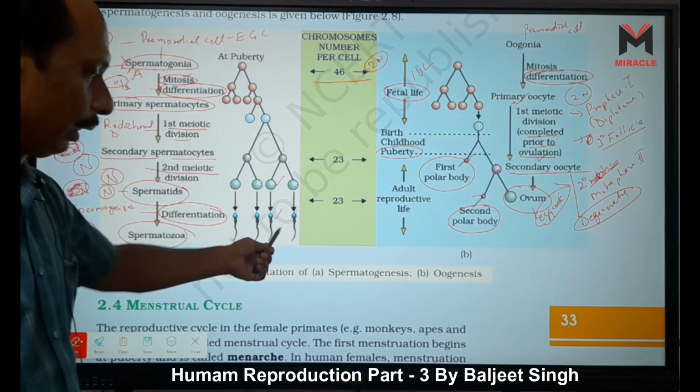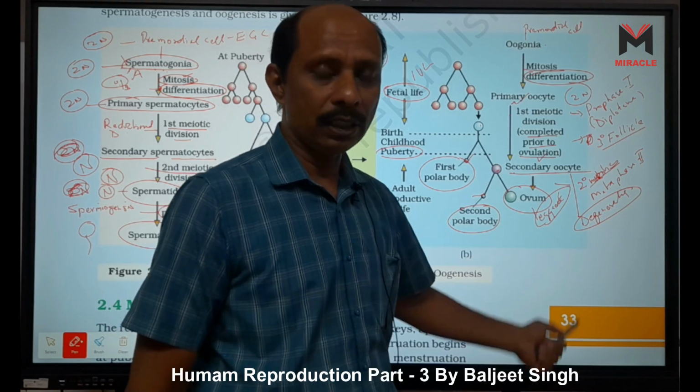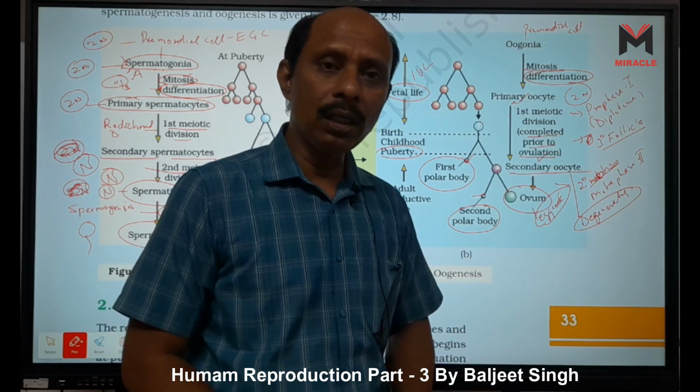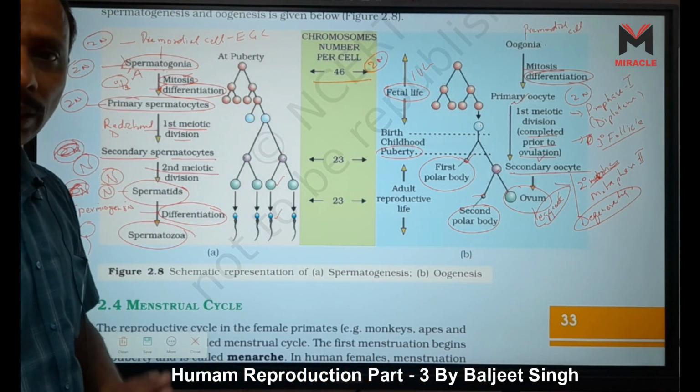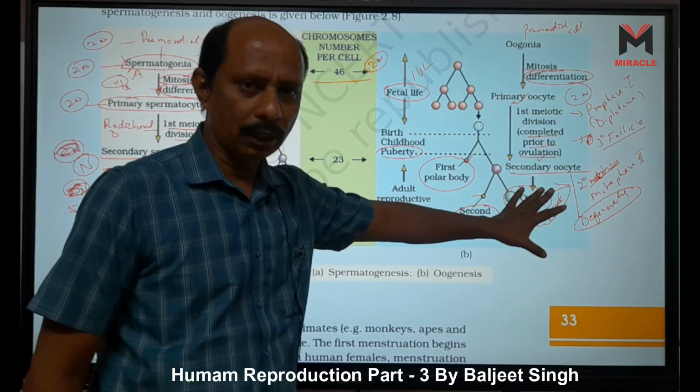Here, 4 equal haploid gametes are formed. Here only one gamete is formed, and here all the divisions are unequal, but there all the divisions are equal, right? One thing is equal here, the number of chromosomes, right?